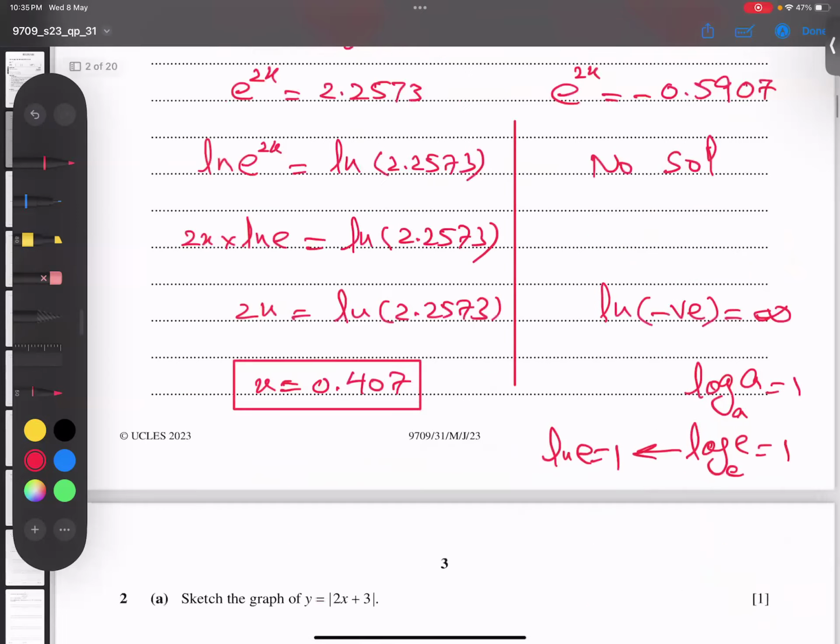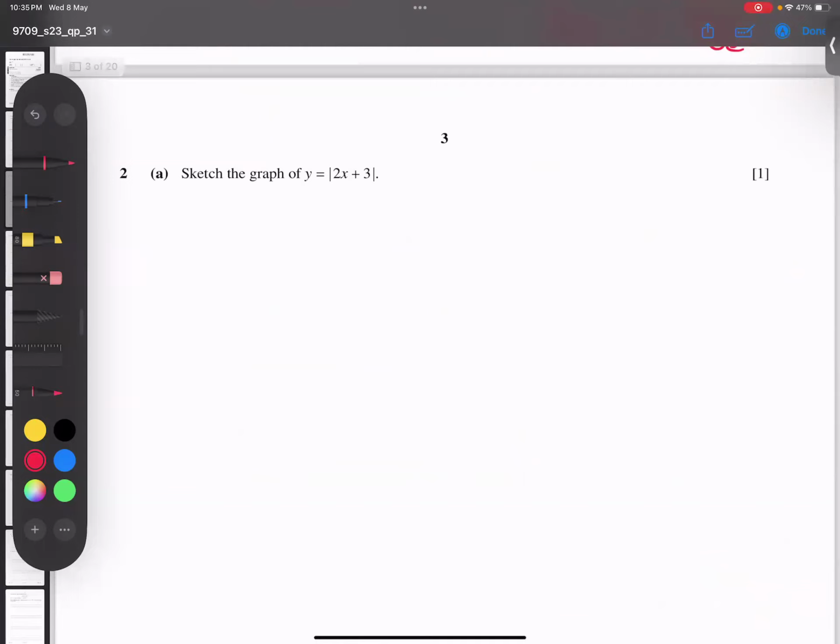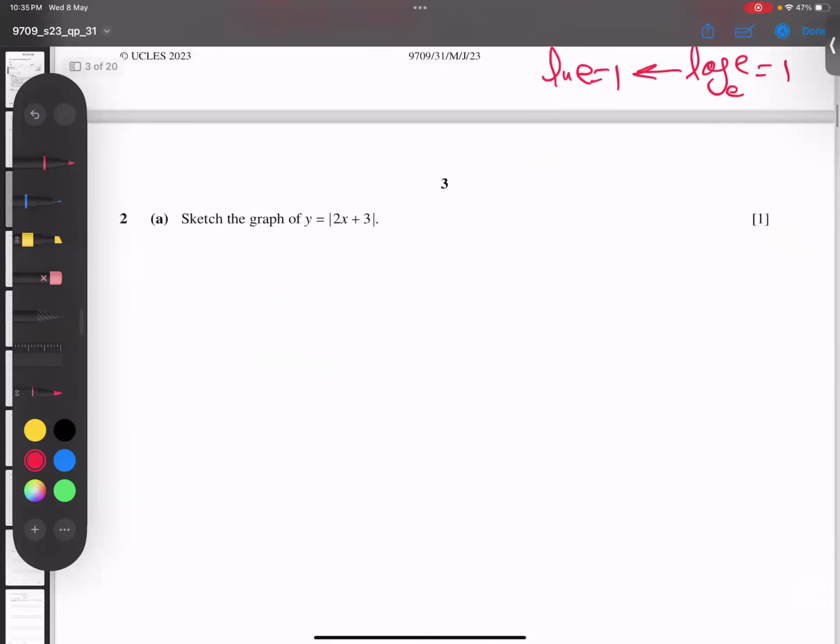Let's go for the next question. For 1 mark only, sketch the graph, okay? And then we have to do something else. So how can we sketch the graph? The best technique: whatever is in the modulus, put it equal to 0 and solve for x. Negative 3 over 2, or I can say negative 1.5, same thing.